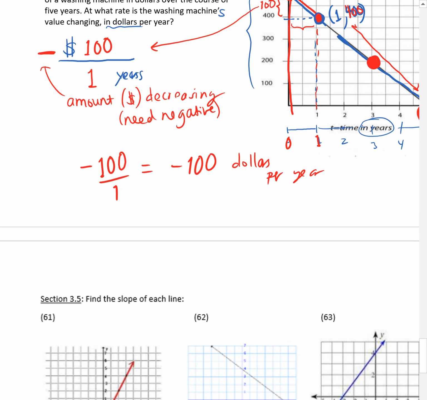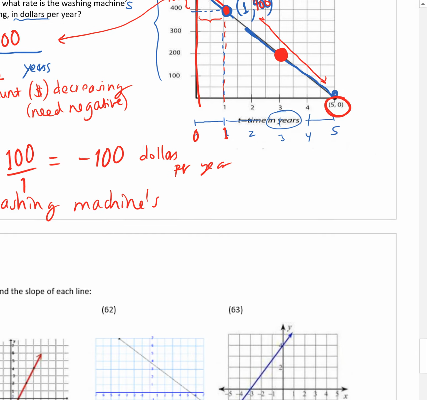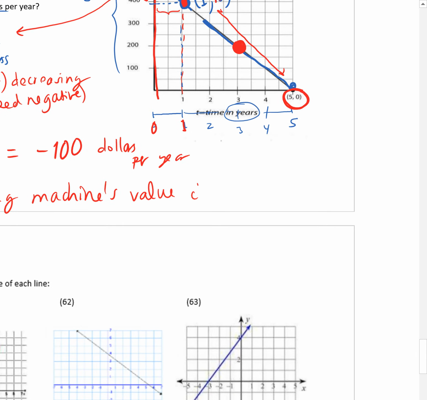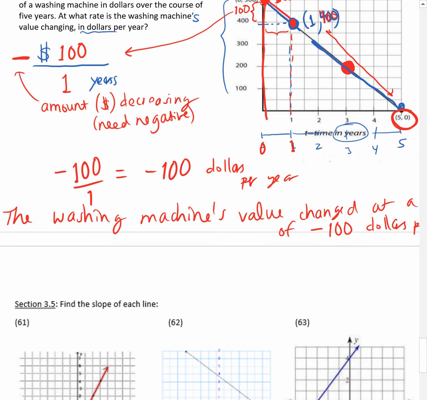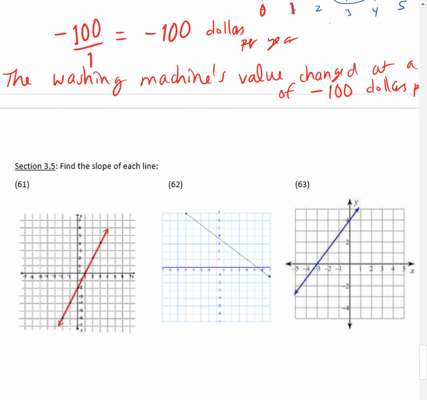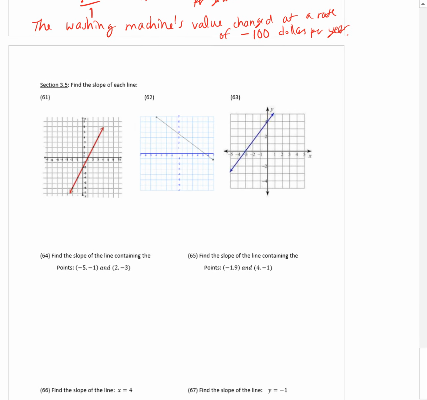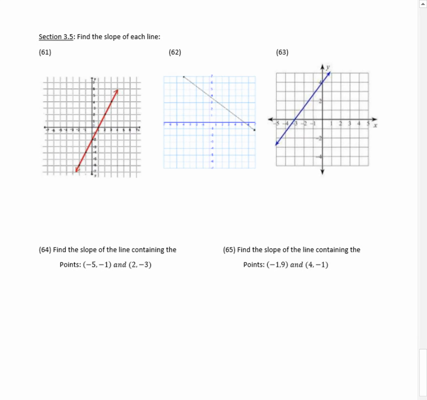So if I want to sum this up in words, I would say the washing machine's value changed at a rate of negative $100 per year. If someone sees the negative, they'll know that means the number of dollars was decreasing. It's not like it was worth $100 more every year. It was worth $100 less every year. So that's really the only thing to be careful of, is you might see rates. If it's increasing, you're positive. If it's decreasing, you're negative.